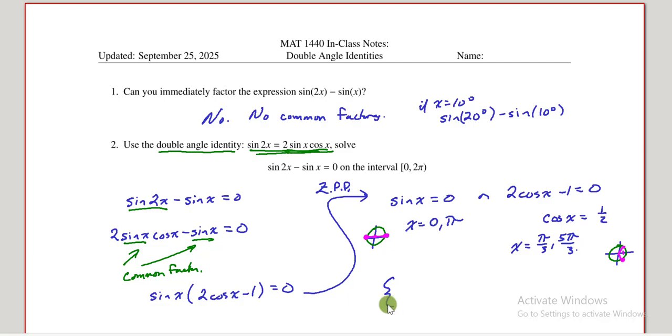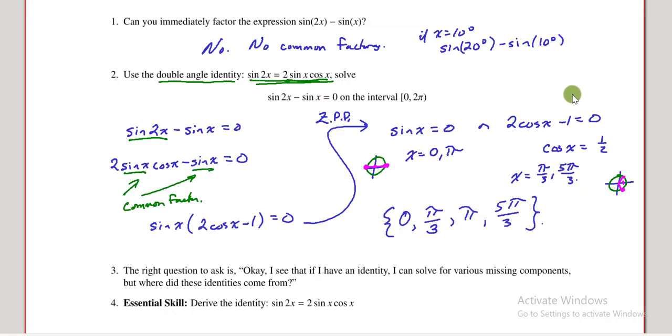So that gives us a total of 4 solutions. It's polite to give them in order to your reader. So that's 0, pi over 3, pi, and 5 pi over 3. So kind of an interesting problem where we solved a trig equation for the angles that made that sentence true.